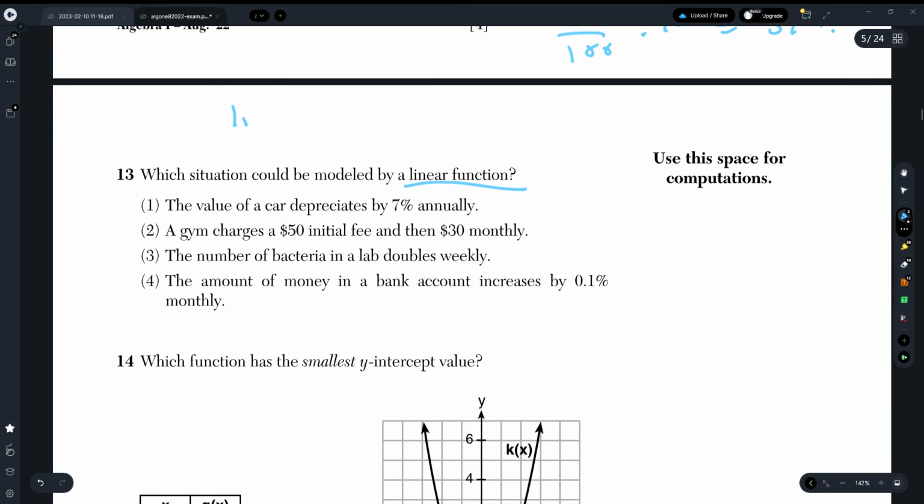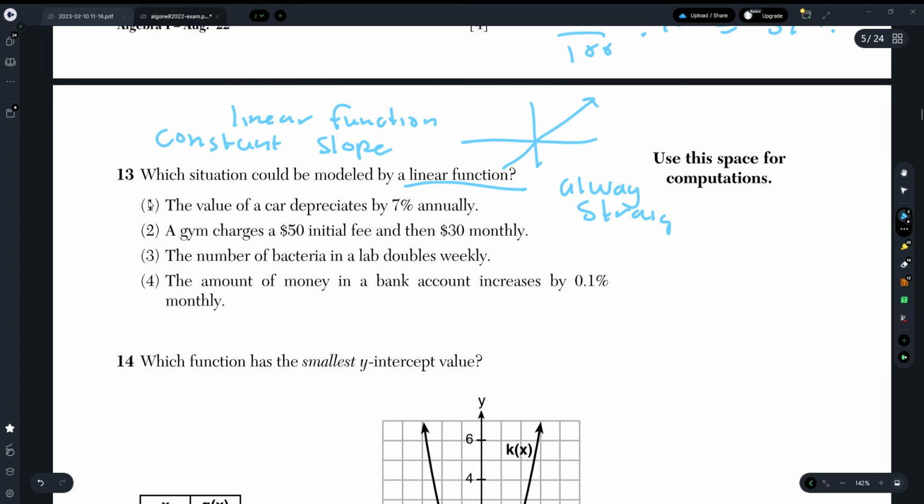So we know for a linear function, we have a constant slope, and our function is going to look something like this. It's always going to be a straight line. So number 1, it says that the car depreciates by 7% annually. This is exponential.